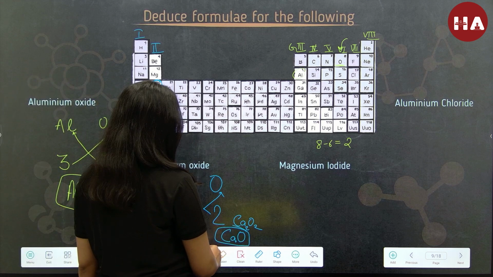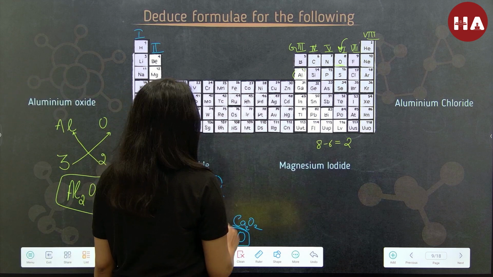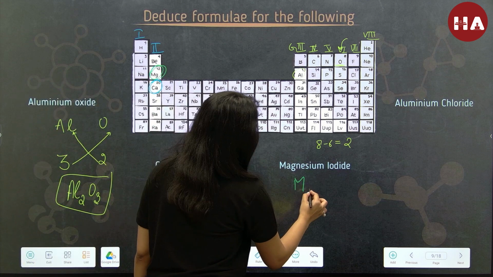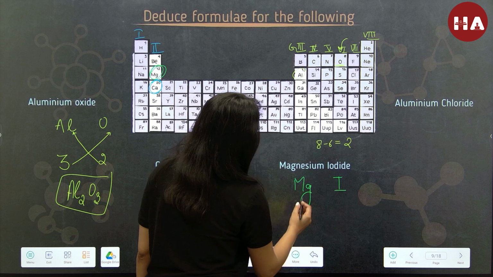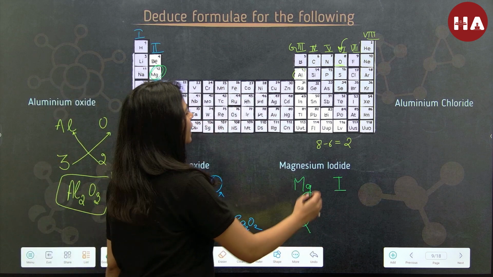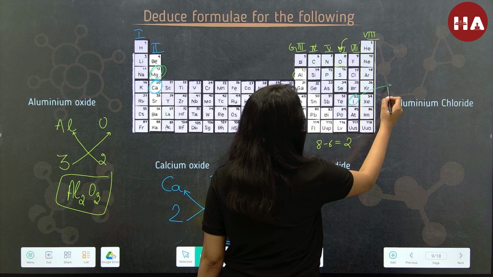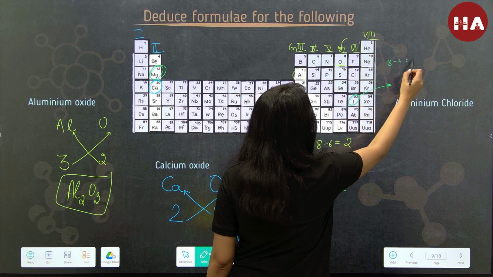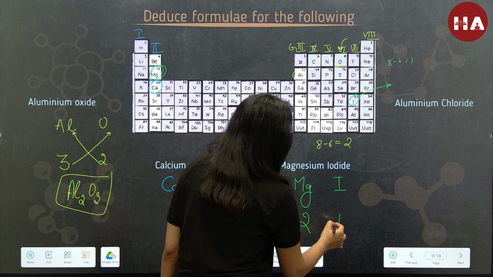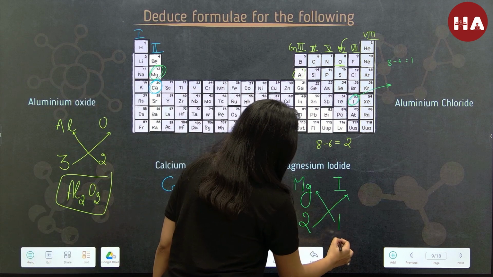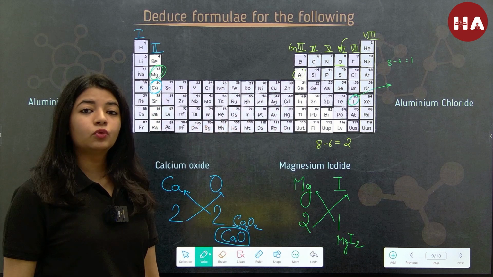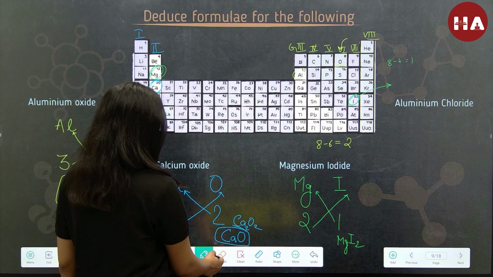Next is magnesium iodide. Magnesium also lies in group 2, right? Magnesium is Mg, iodide is I, and Mg is 2. What about I? I lies in group 7, so what do we do? 8 minus 7 gives you 1. Therefore, the valency of iodine is 1. Then we simply crisscross this and you will get MgI2. MgI2 is the correct formula for magnesium iodide.